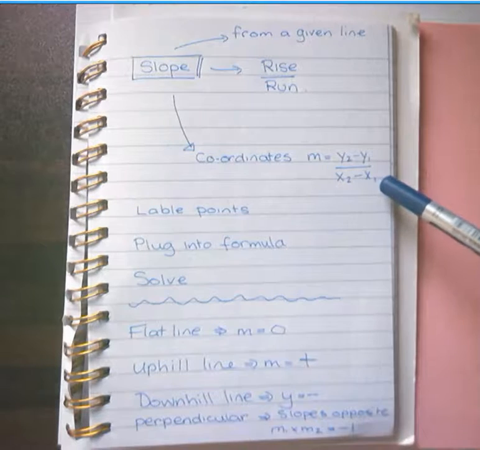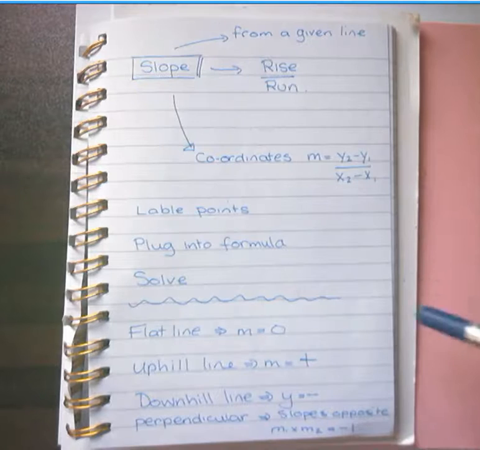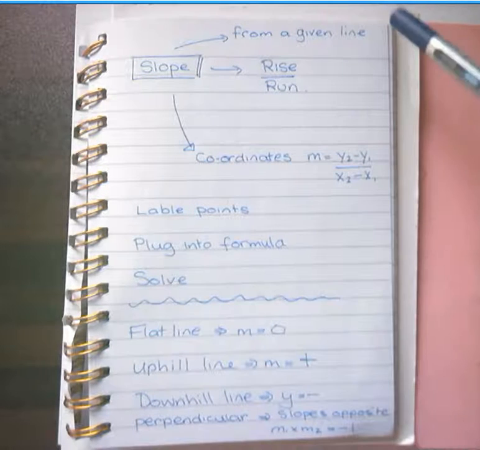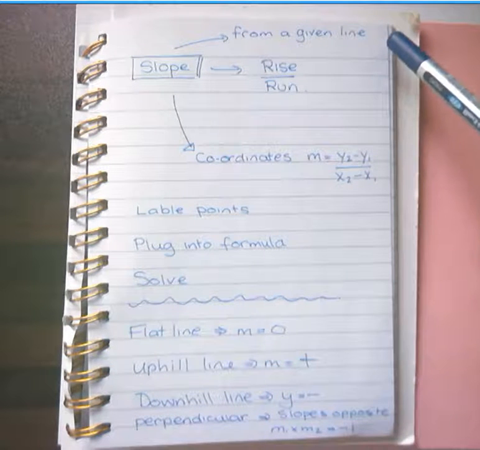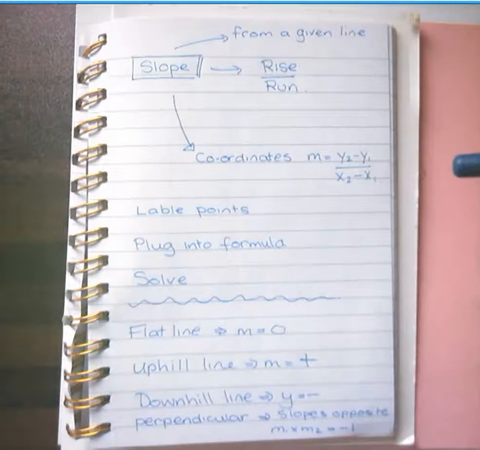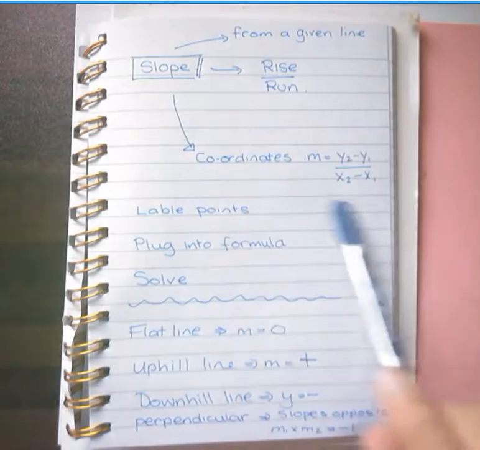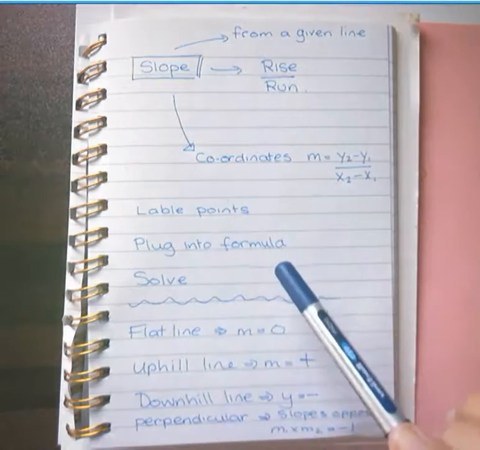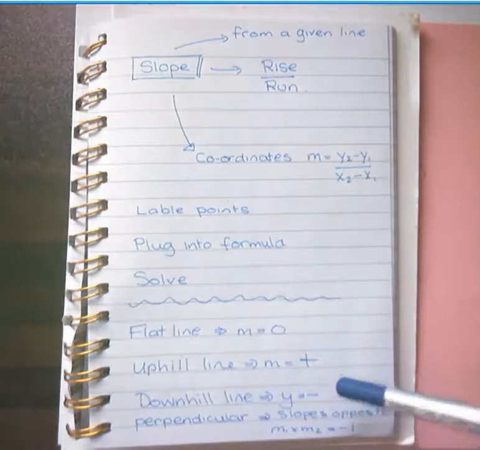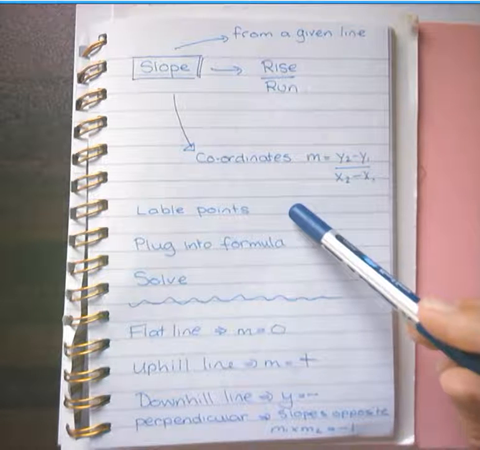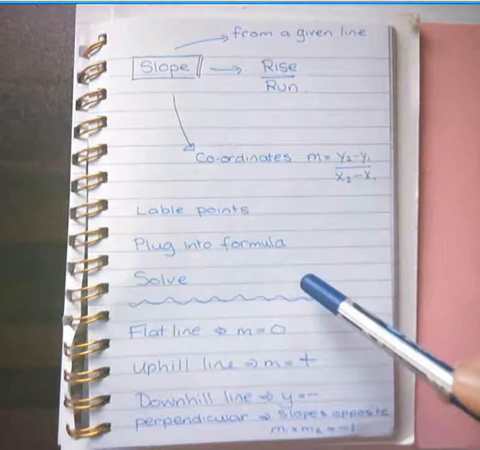Or the third way you can get a slope is they've actually given you a line equation. We will discuss that later, and then you rearrange the line equation to solve it. So what we're going to focus on is using the coordinate geometry formula. Okay, so the method to do it, like before, is label your points, plug them into the formula, and solve them.